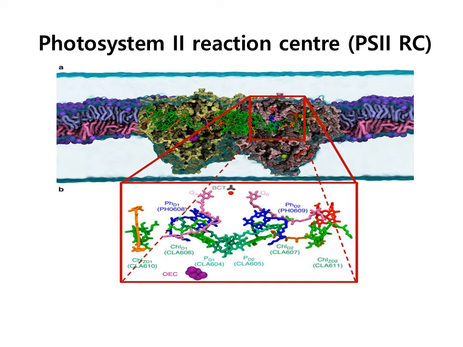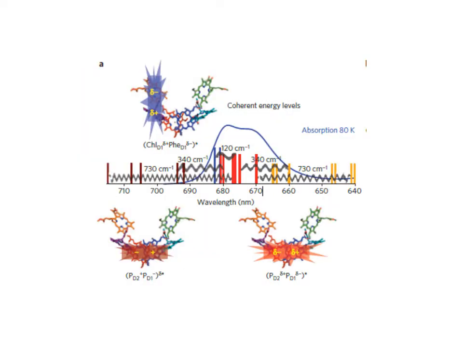To look at the concepts in more detail, I took a look at a paper published in 2014 in Nature Physics and will explain the main concepts briefly. It focuses on the PS2 reaction center. It is in the PS2 reaction center that the excitation energy is converted into transmembrane electrochemical potential with near unit efficiency.